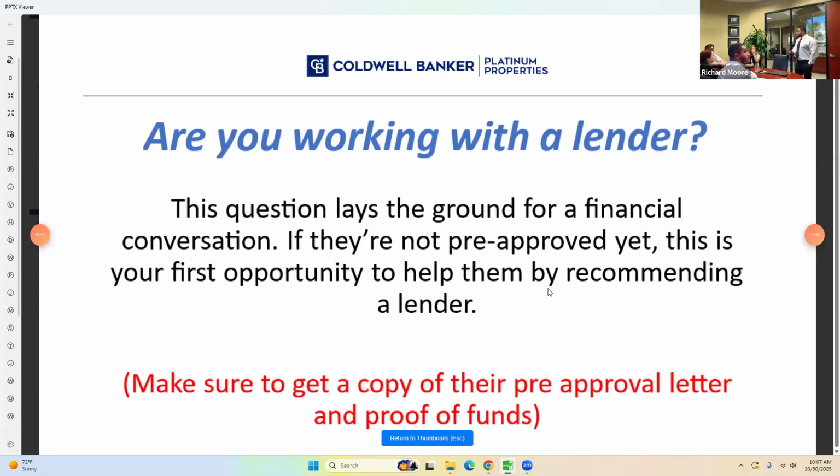And if they don't have one, they want to get a loan, but they haven't talked to a lender, you can recommend a couple of lenders to them. Try not to send them just one, because if it doesn't work out, they're going to blame you. Send them a couple options, say, look, call these 2 or 3, and then whichever one you're comfortable with, you decide who you want to work with.